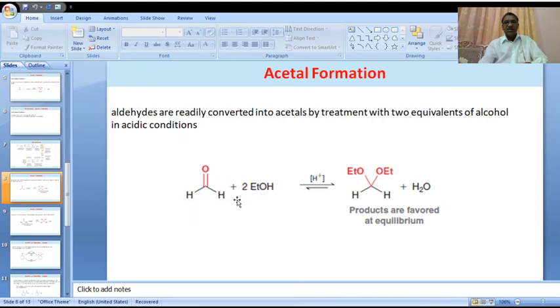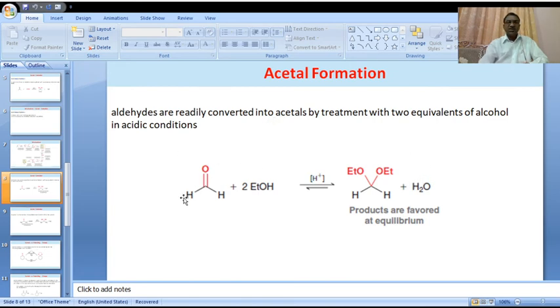Acetaldehyde, here formaldehyde, on reaction with ethanol, 2 moles of ethyl alcohol in presence of acid. Products are favored at equilibrium. In this reaction, because the starting compound is formaldehyde, the equilibrium reaction favors the product side.